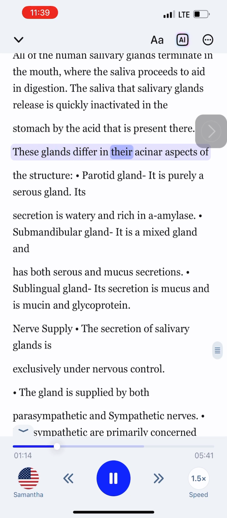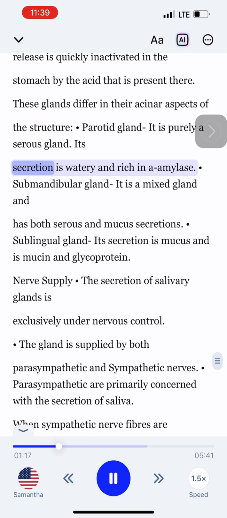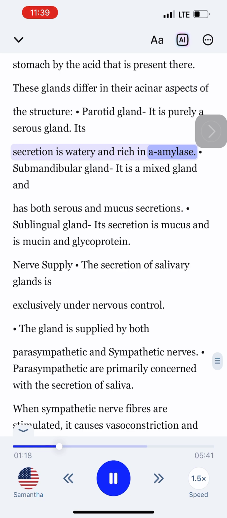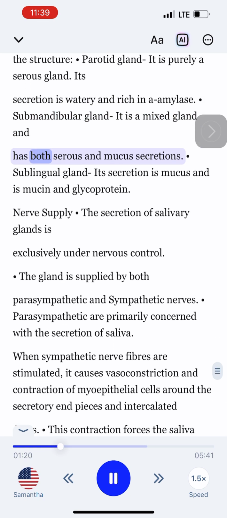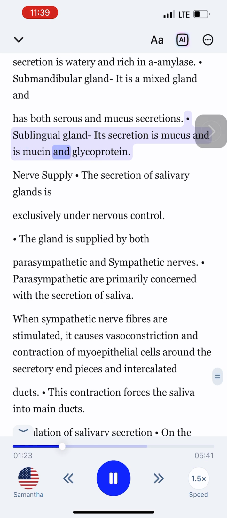These glands differ in their acinar aspects of the structure. Parotid gland: it is purely a serous gland. Its secretion is watery and rich in amylase. Submandibular gland: it is a mixed gland and has both serous and mucus secretions. Sublingual gland: its secretion is mucus, which is mucin and glycoprotein.